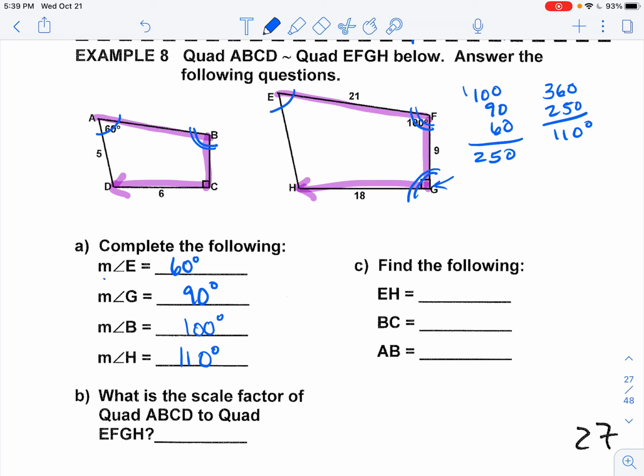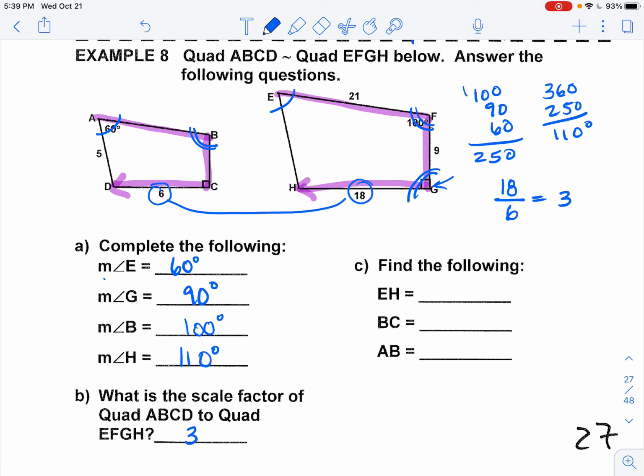Okay, so let's find the following, EH. So first we've got to figure out, well, what's my scale factor? From my new to my old. Okay, so the new over the old, we've got these two numbers, and that's going to equal 3. So my scale factor is 3.